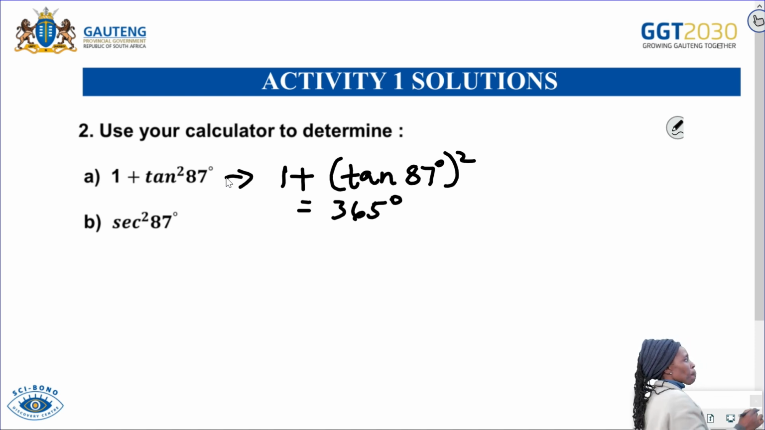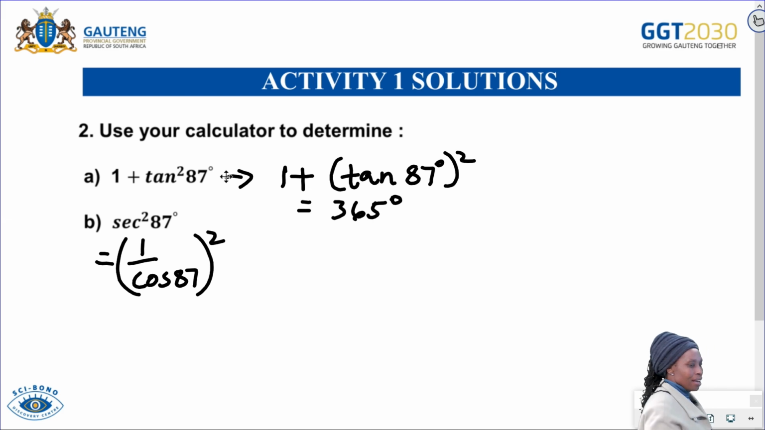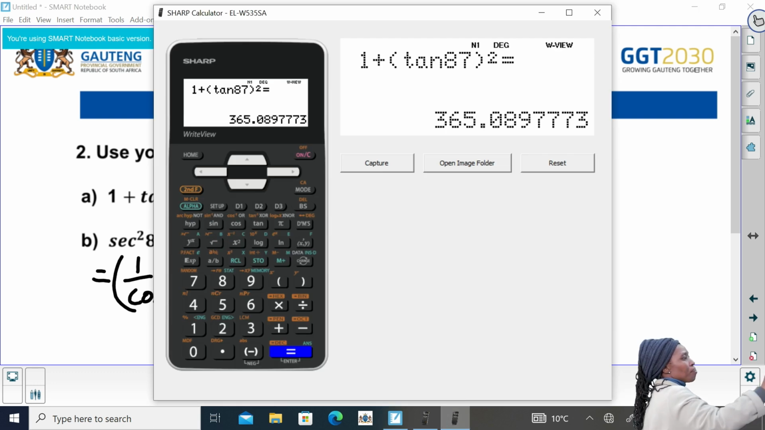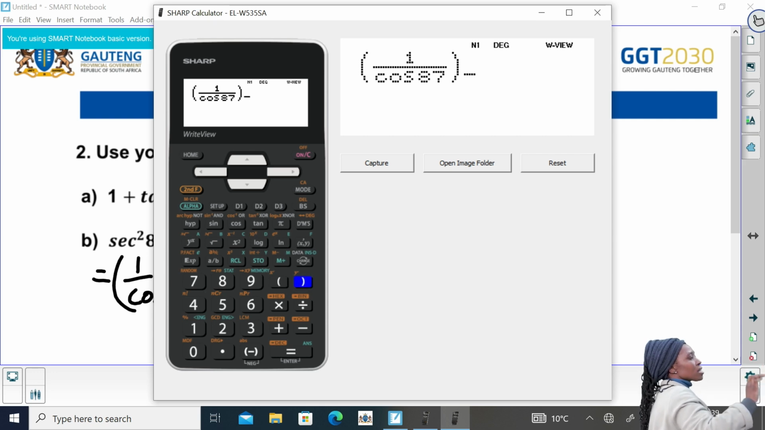For sec square, remember sec is what? It is 1 over cos. So for this one, I have 1 over cos 87, and it's squared. Coming to my calculator, I am going to press bracket 1 divide by cos, because I don't have sec on the calculator, 87, and I close and square.